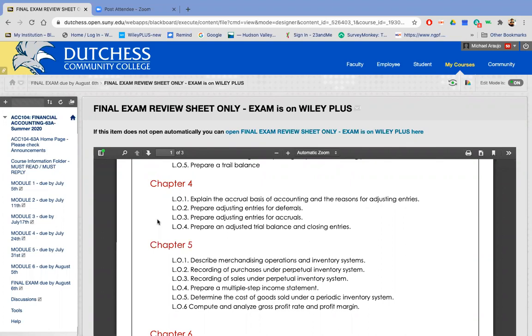Before we can actually close those books and do the closing process, we have to make sure we do adjusting entries. The purpose of adjusting entries is to make sure all the revenue is accounted for in that period of time, and all the expenses are accounted for in that period of time. In other words, we double check to make sure we didn't miss anything.